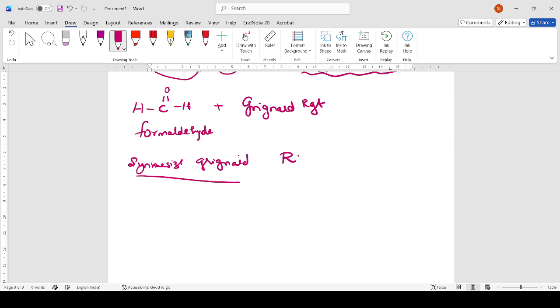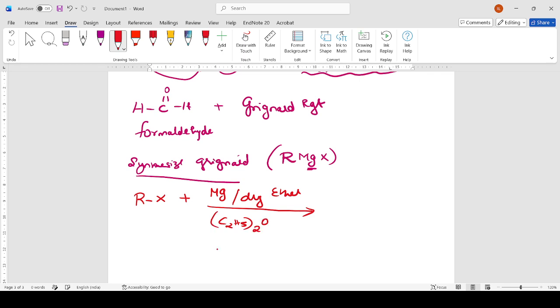Grignard is basically written as RMgX. This is Grignard. Magnesium is the most liberally used element in synthesizing the Grignard reagent. So I have RX, which I treat with magnesium and a dry ether. Usually the ether that we use here is diethyl ether, which can also be written like this, C2H5 O C2H5.